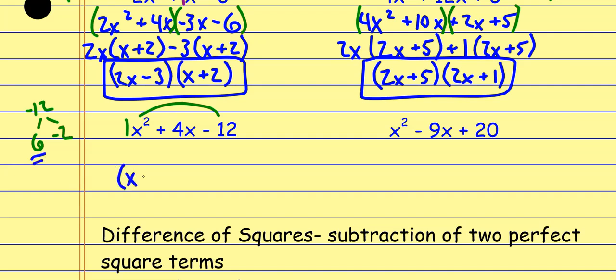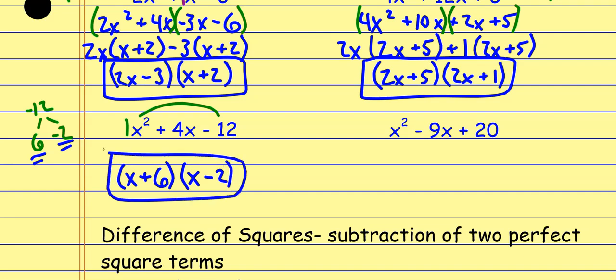And since this was a plus 6, it's going to be a plus 6. And then it's going to be an x. And since this was a minus 2, this is going to be a minus 2. And those are my two factors. And I am done if I could write a parenthesis. Okay? Remember, you can use that shortcut on these, but only when there's a 1 out front.